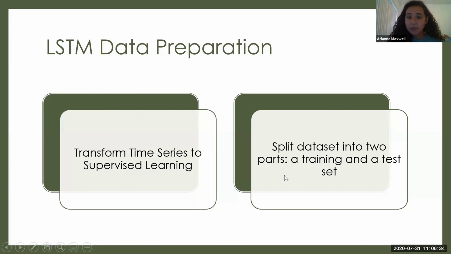And then we want to split the data set into two parts, a training set and a test set. So the training is used to help build the model. And then the test is kind of just to perfect our model. And once we have a good error, we can move on to predicting. So in our case, we used 2/3 of the data for training and 1/3 of the data for testing.